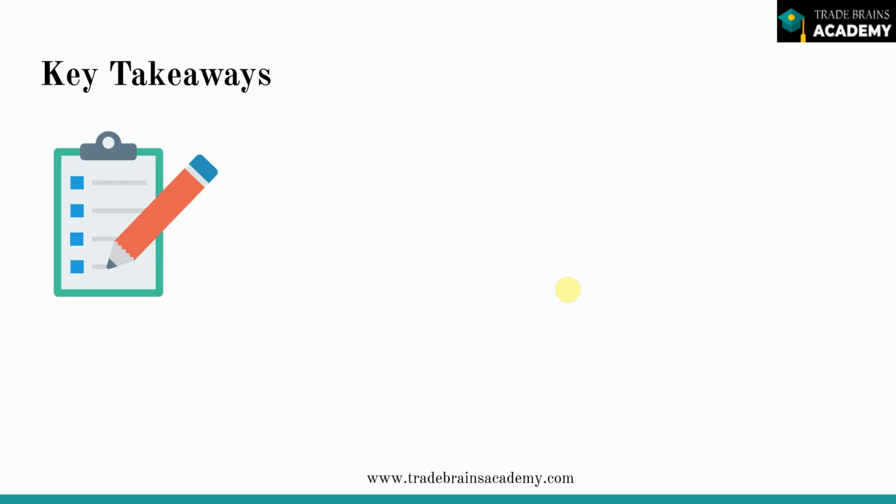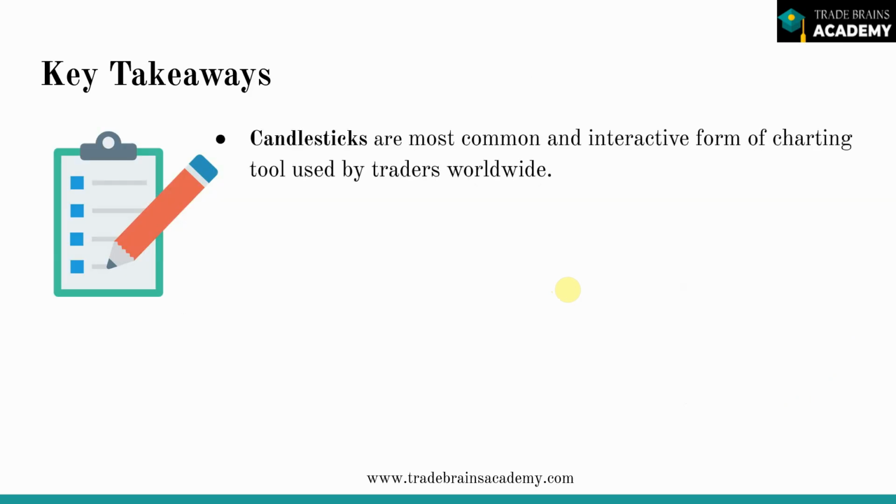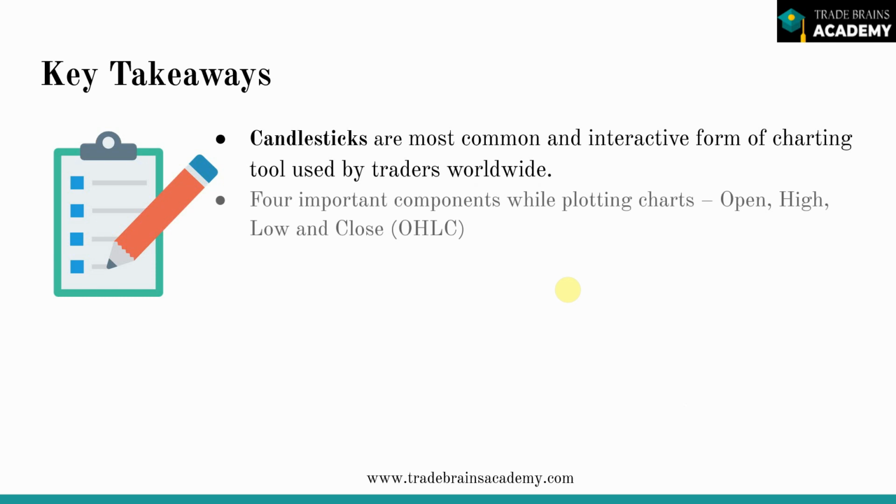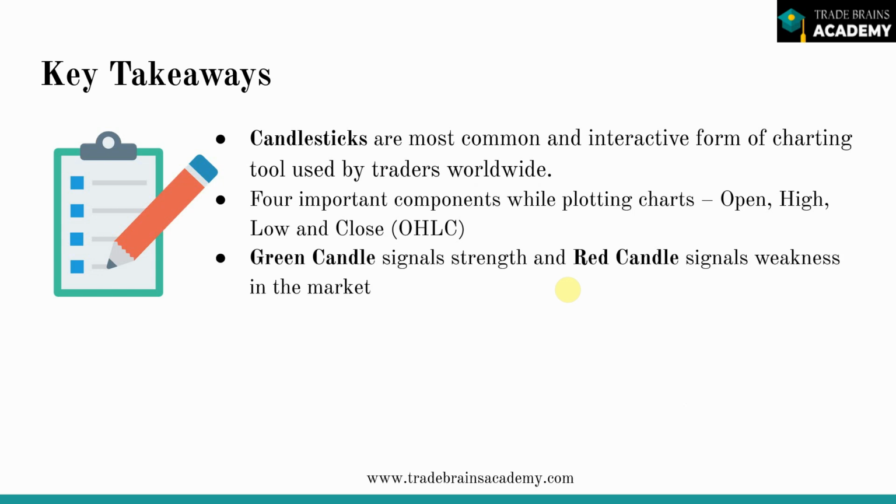Now, what are the key takeaways from this chapter? Candlesticks are the most common and interactive form of charting tool used by traders worldwide. It is the globally accepted form of charting pattern, and it's very easy to understand. There are 4 important components while plotting a candlestick. That is the open, high, low and close. Those are the 4 important components. The green candle signals strength in the market, and the red candle gives you an indication of weakness in the market.